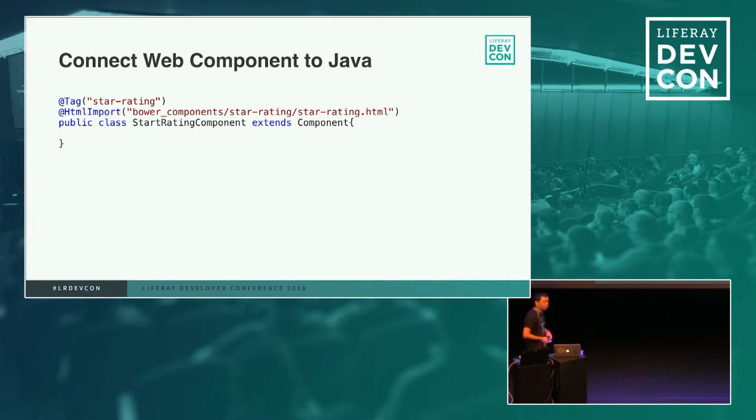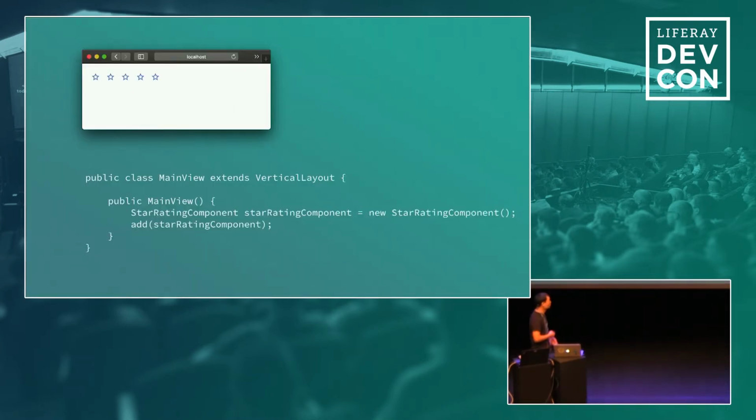First is Tag, which means how the component should be rendered in the web page, and here just the tag name, which would naturally be star-rating. And this HTML Import will indicate where it can find this star rating web component. So simple as that, just let's say 4 lines of code, and you have a server-side Java component that you can use in your Vaadin web application.